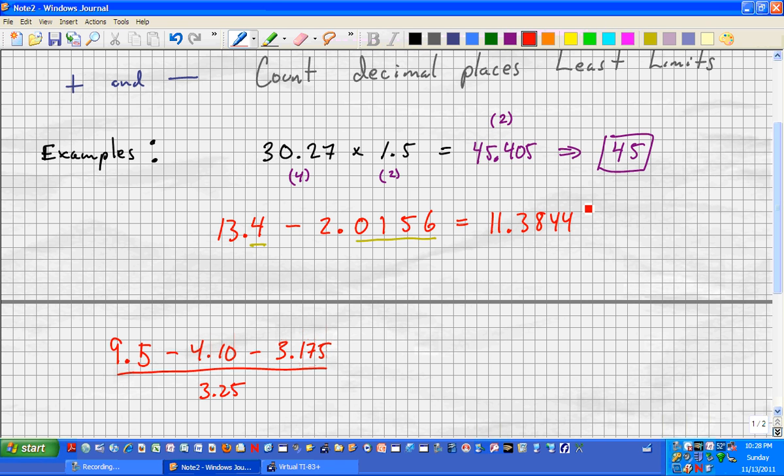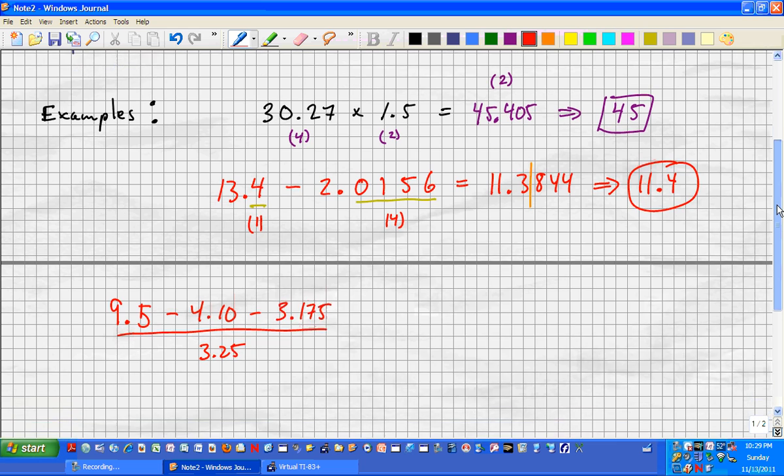11.3844 is my calculator answer, but I know that I've only got 1 decimal place in my answer because I've got 1 decimal place here and 4 decimal places here. 1 is my least number of decimal places. So again, I'm not worried about sig figs this time. So it's 11 point. I'm going to get rid of everything after the 3, but this 8 is greater than 5, so that makes that 3 round up to a 4. And that is my answer, 11.4.